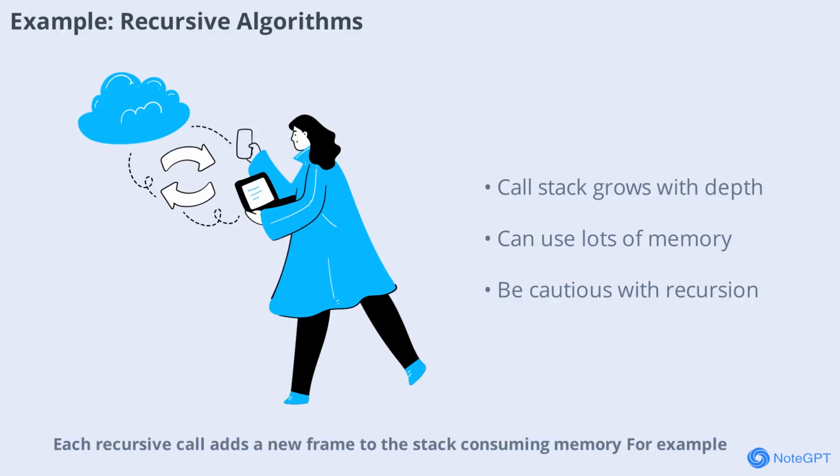Each recursive call adds a new frame to the stack, consuming memory. For example, calculating Fibonacci numbers recursively can lead to deep recursion and high memory usage. Understanding the space impact of recursion is crucial when designing algorithms.